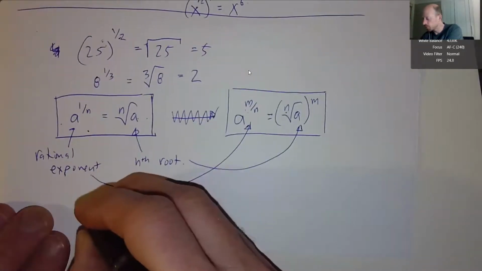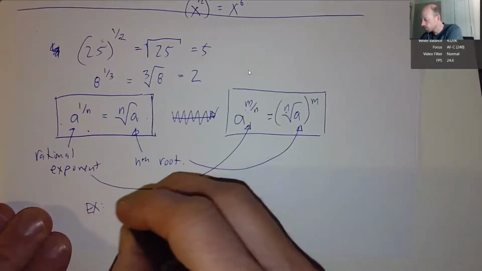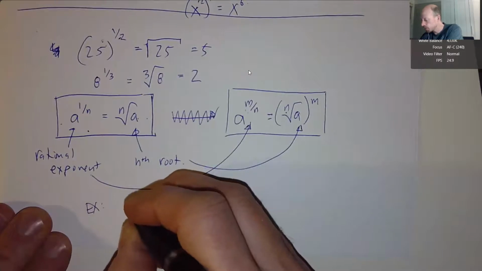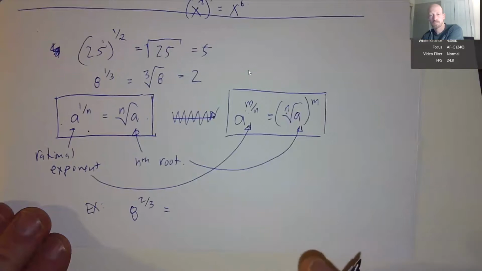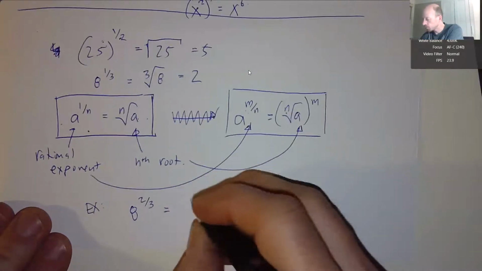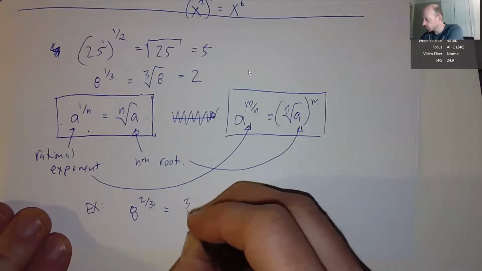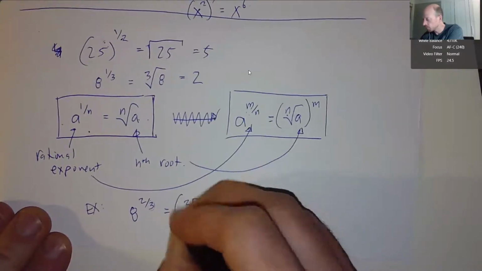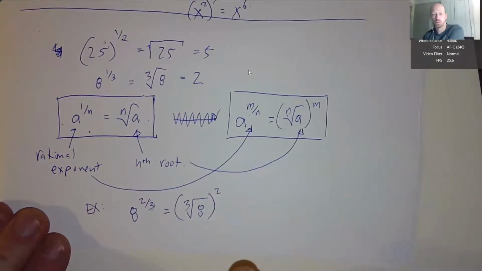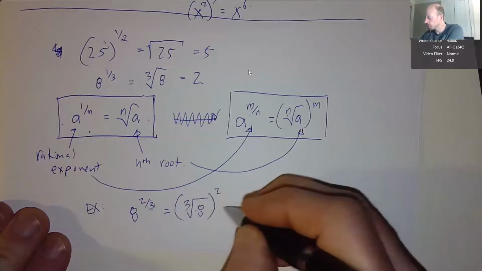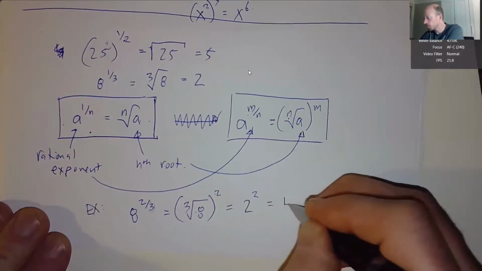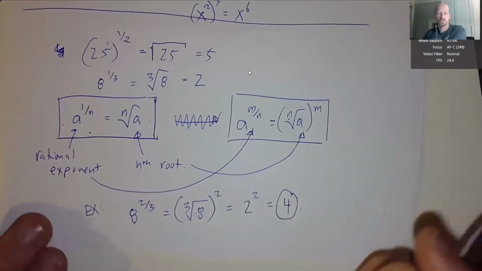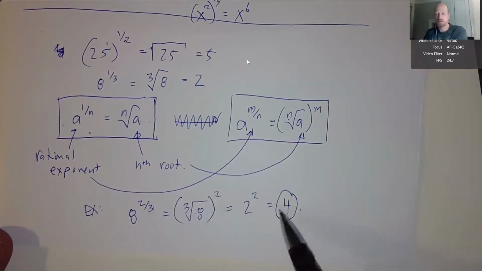So, for example, 8 to the 2/3. The denominator is 3. The numerator is 2. So I take the cube root of 8, which is 2, and then I square it. So that 8 to the 2/3 is equal to 4.